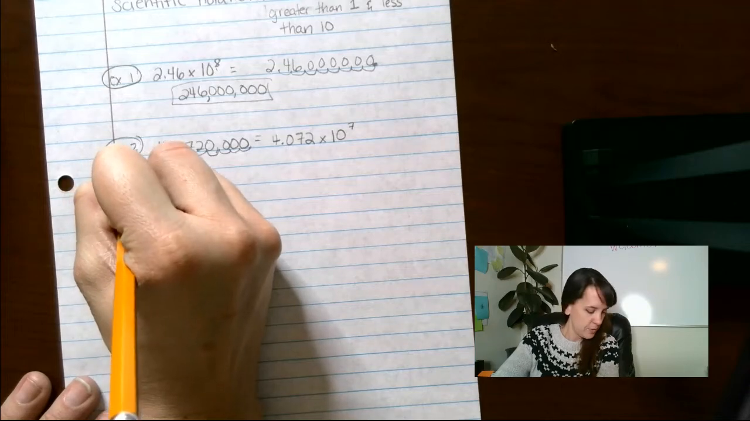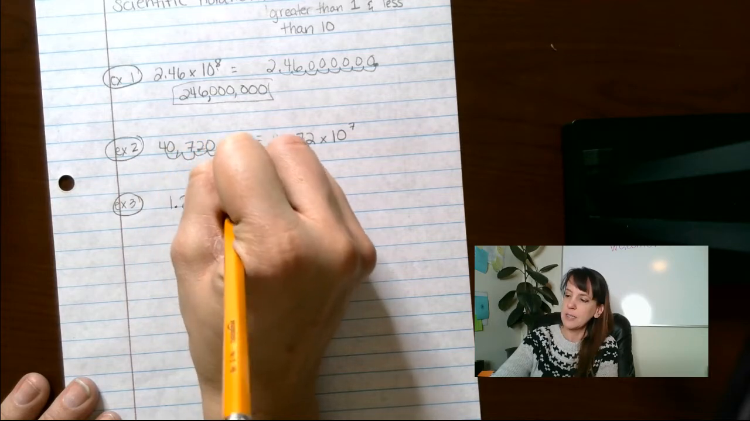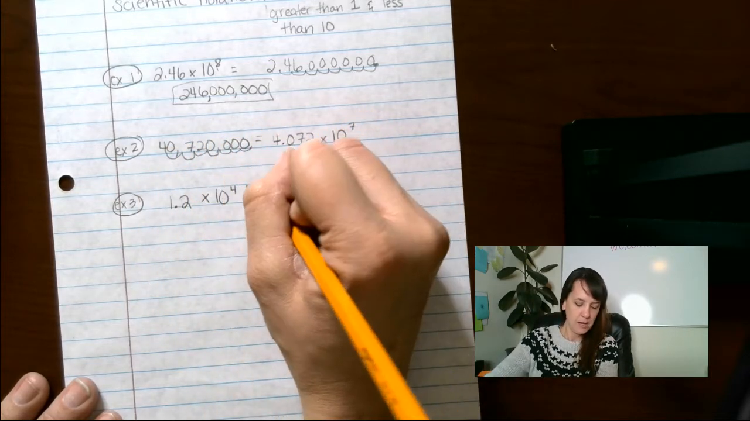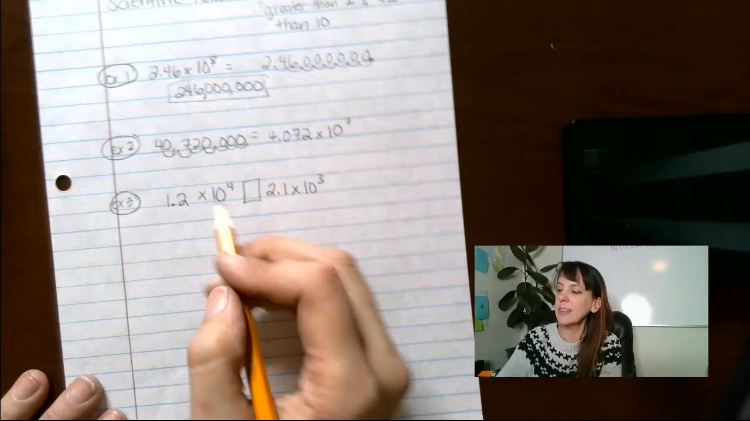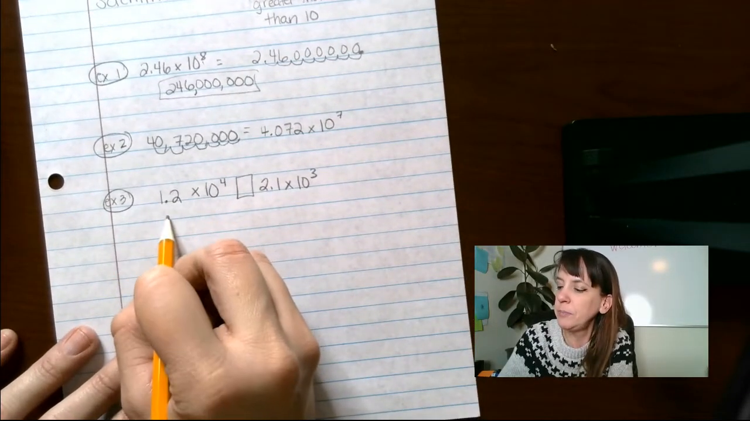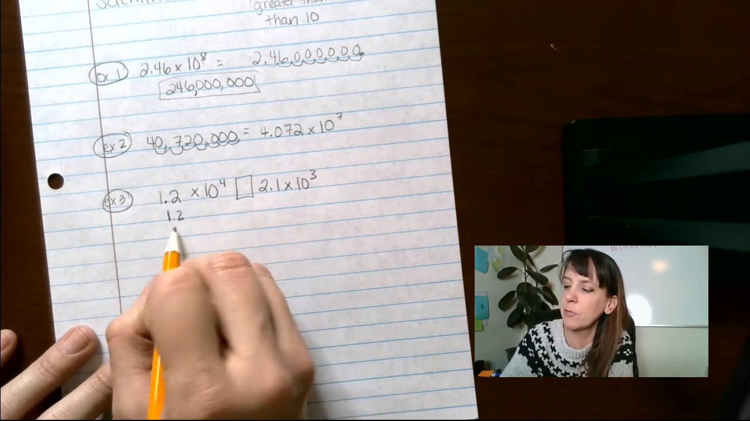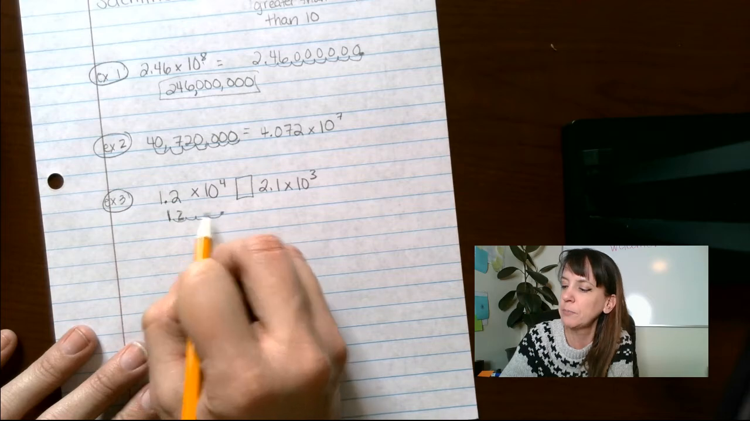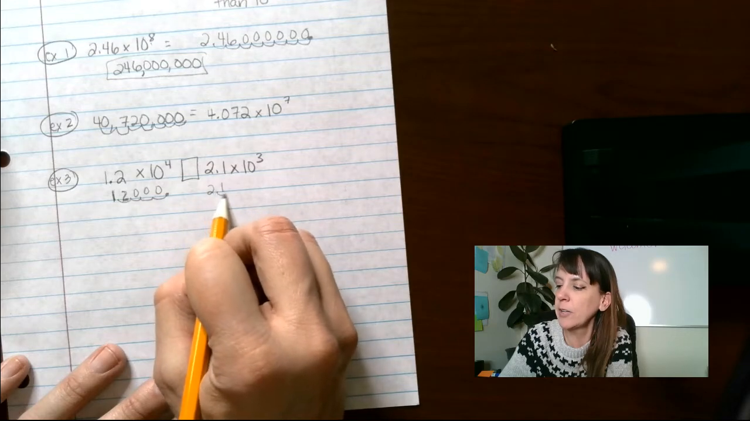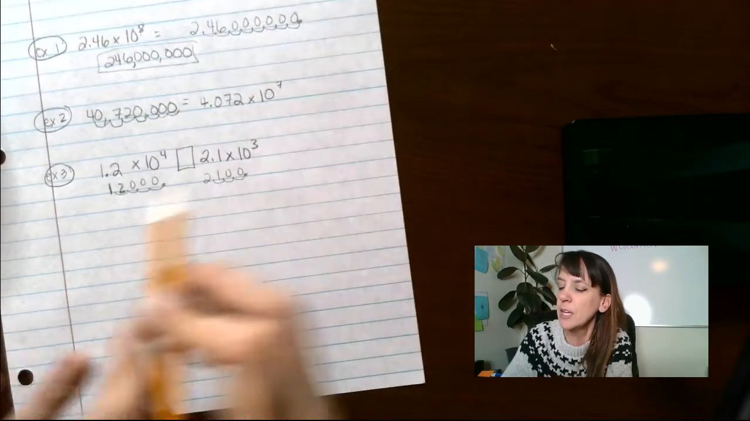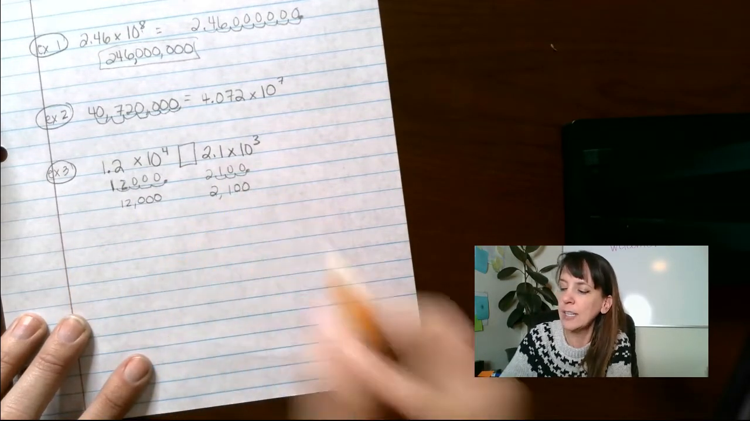Example number 3. Compare 1.2 times 10 to the 4th and 2.1 times 10 to the 3rd. If we take a look at this, you can do 1.2, and we're going to move it over 4 spots. So 1, 2, 3, 4. That means we're adding 3 zeros. This one we're doing 2.1, and we're moving it 1, 2, 3 spots over. So here we have 12,000, and here we have 2,100.